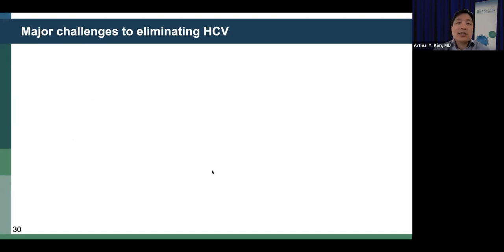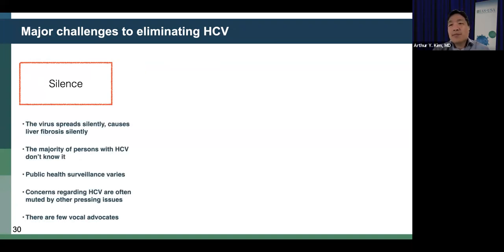Let's run through some of these. So the major challenges to eliminating hepatitis C. So I described kind of the rosy scenario where you have a patient engaged in care, able to get simplified treatment, hopefully eligible and covered through their insurance. But there are a variety of barriers that remain. And if we're really going to eliminate hepatitis C in our country, we'll spend the next sort of 20 minutes or so going through this.